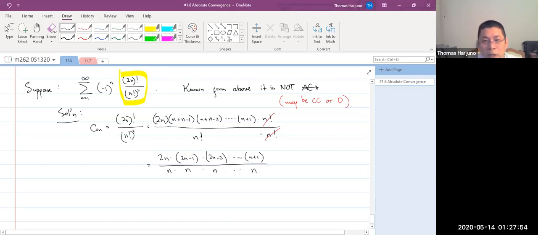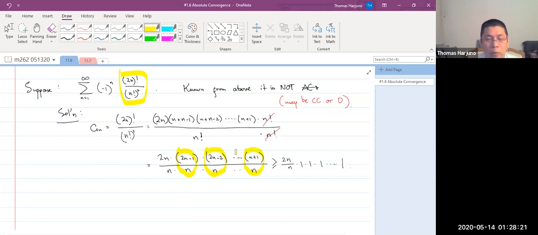Right? But this is actually greater than or equal to 2n over n times 1 times 1 times 1 times 1. What I'm saying is this part here is more than 1. It's almost 2. This is more than 1, almost 2. This is more than 1, almost 2. Slightly more than 1. When n goes to infinity, that's 1. But I know it's bounded below by 1. Okay? But then, to say further, this is equal to 2.